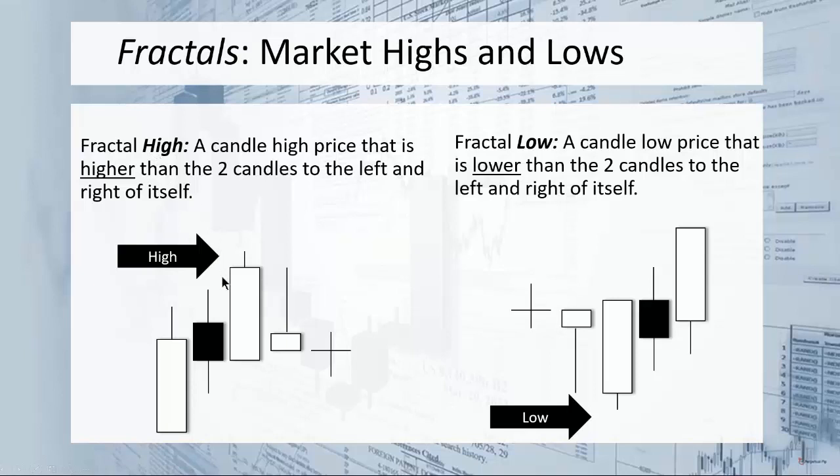And a market high or a fractal is a candle high price that is higher than the two candles to the left of it and the two candles to the right of it. That's all it is, right? So out of a group of candles, you want to see one wick sticking out the most, even if it's by a single pip. Even if it's by a single pip, it still counts as being the high. So whenever you hear the word high, this is what we're talking about.